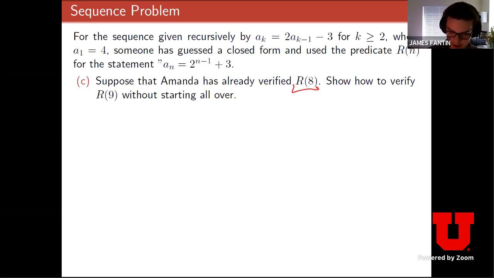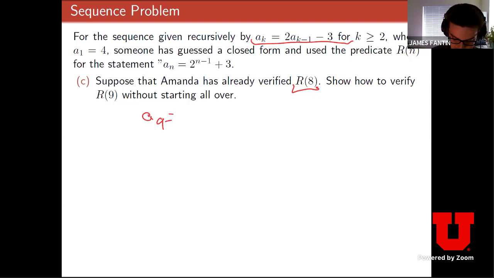So here we're assuming we already know the value. We already know that R8 gives the correct closed form value. Can you just use recursive form? Yeah, exactly. So to verify R9, let's just use the recursive formula.